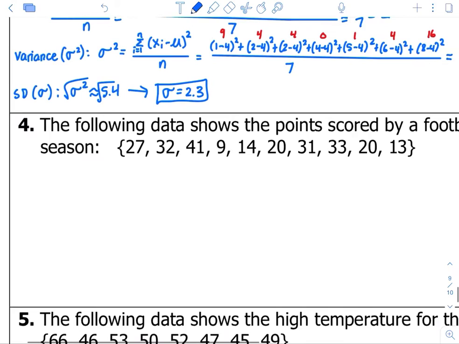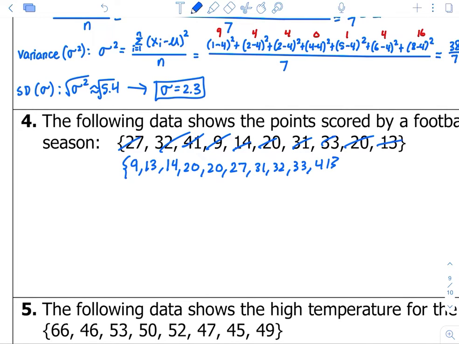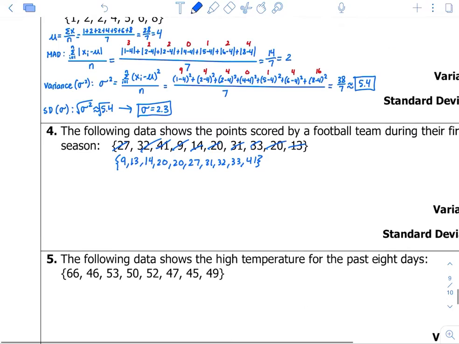Okay, so we have to put this in order first. So 9, cross off. What's the next number? 13, 14, 20, another 20, 27, 31, 32, 33, and 41. So that's what it is in order.